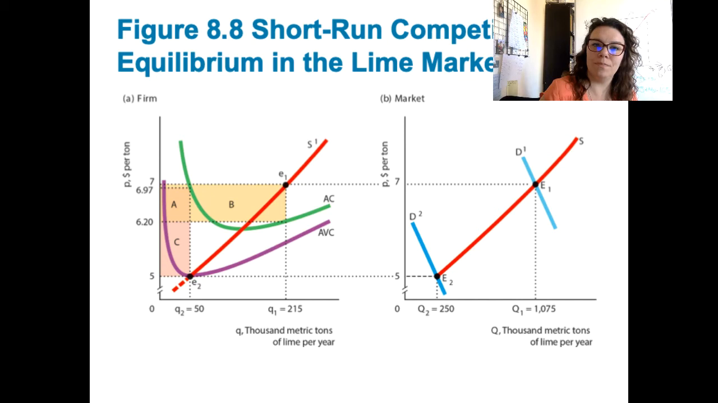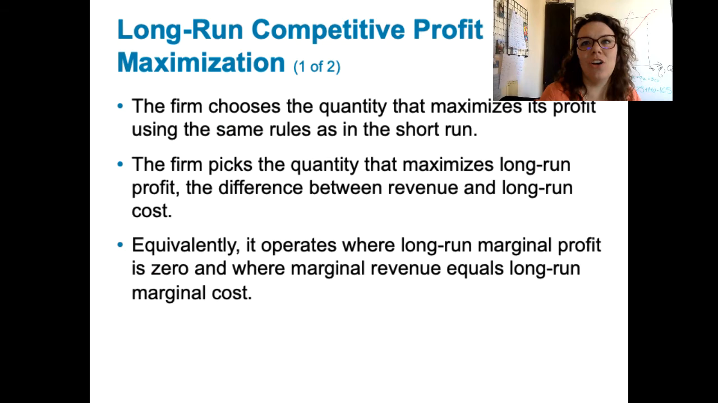Okay? Cool. So the last section in the book is long-run competitive profit maximization. Firms in the long run are going to choose the quantity that maximizes profit using the exact same rules as in the short run. A firm picks the quantity that maximizes long-run profit, and the difference between revenue and cost is that profit, right? Profit is still long-run revenue minus long-run cost. It operates where long-run marginal profit is 0 and where marginal revenue is equal to long-run marginal cost. So we're using all the same rules and ideas here.